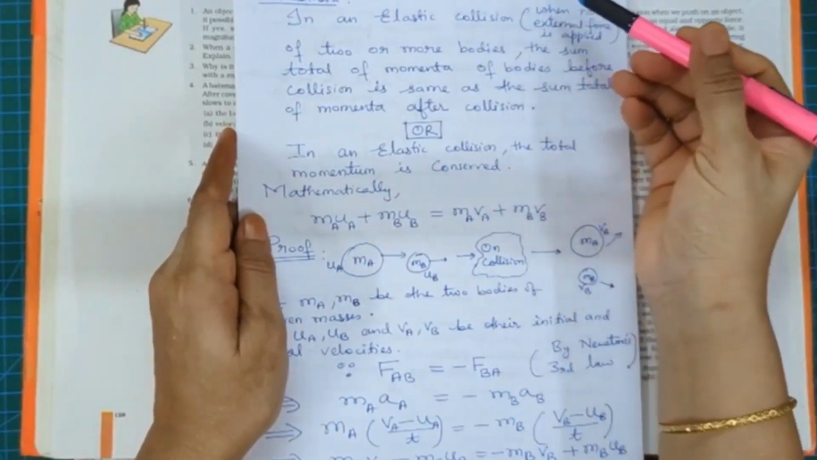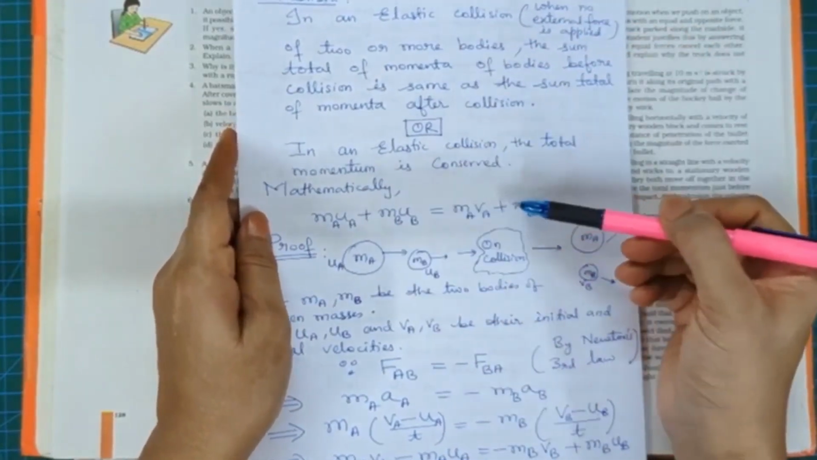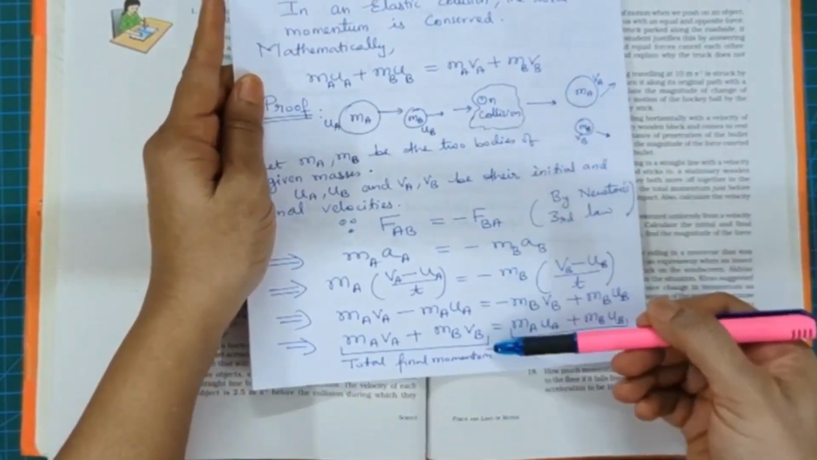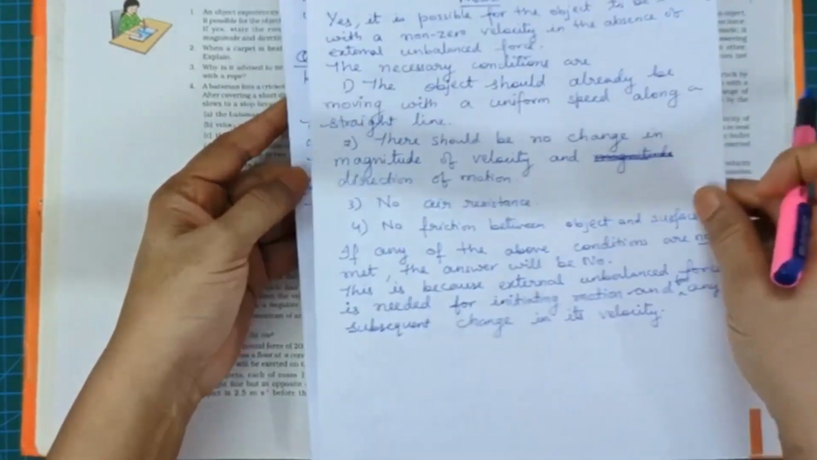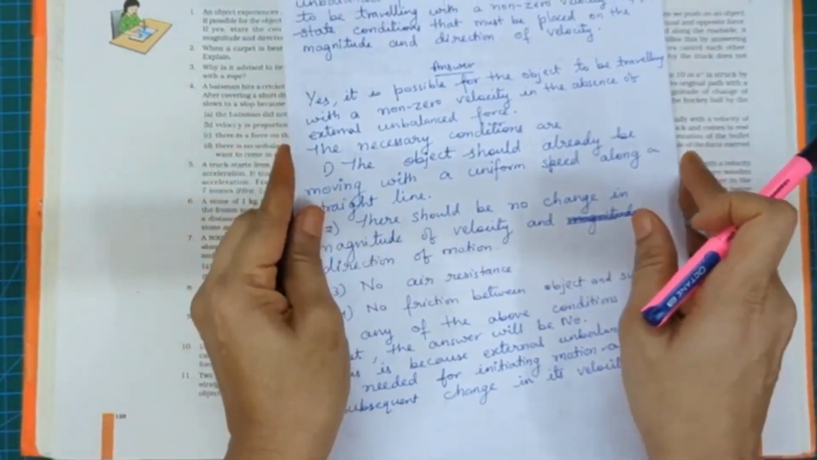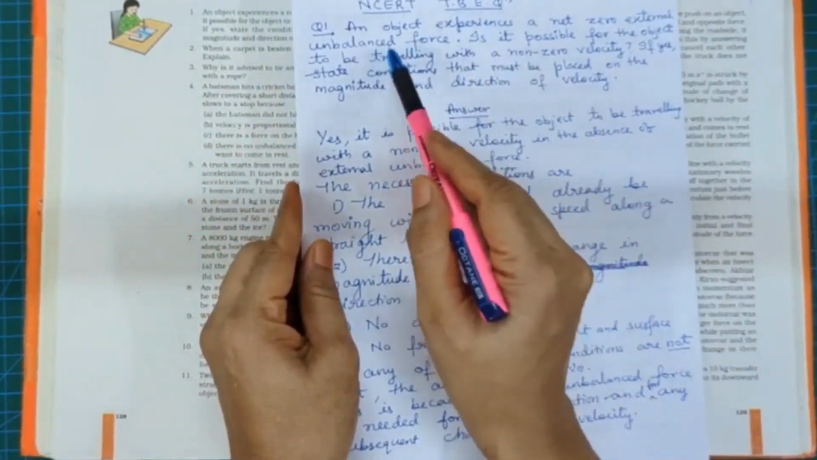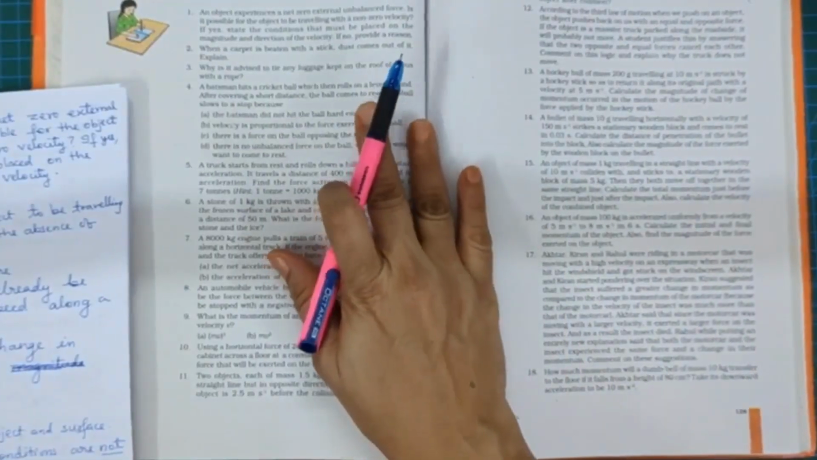So this is the law of conservation of momentum: the statement, the mathematical expression, and you have seen how the derivation is done. This is the last theory or concept part of the chapter. Then we come to the NCERT textbook exercise questions. The first question, I'll read it from the textbook itself.